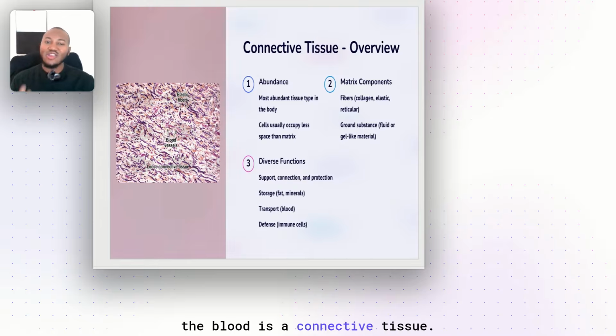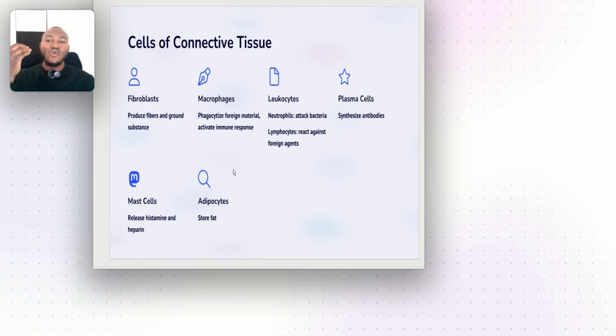For example, the blood is a connective tissue. What is it used for? For transport. Others for storage. Others for defense. Others for support, protection, and connection. Very, very important. Now, what are the cells? You must know the cells.